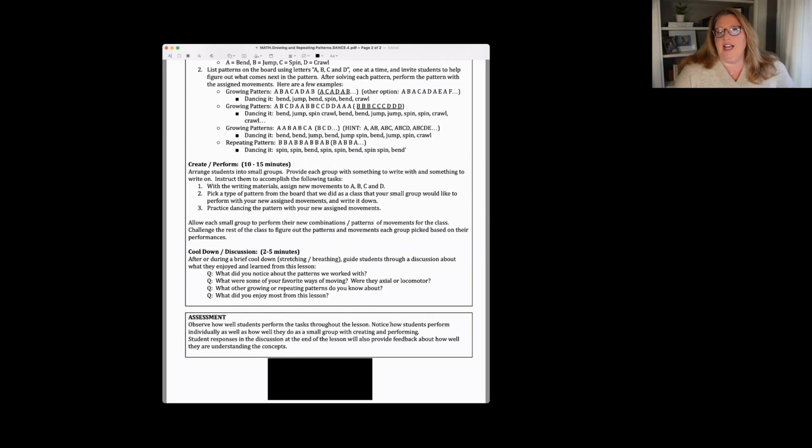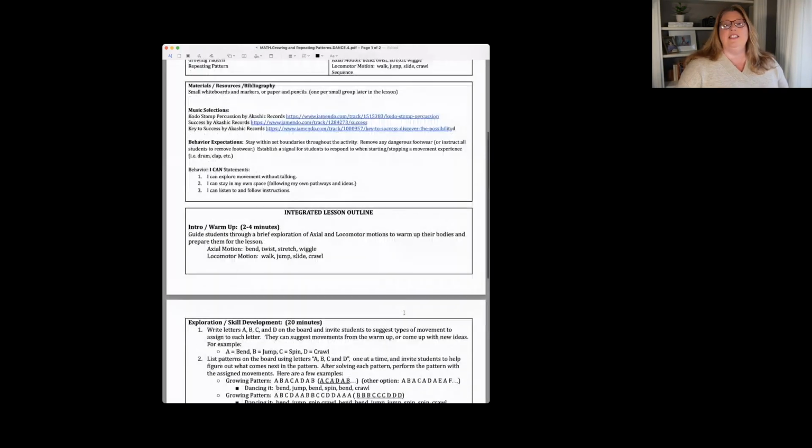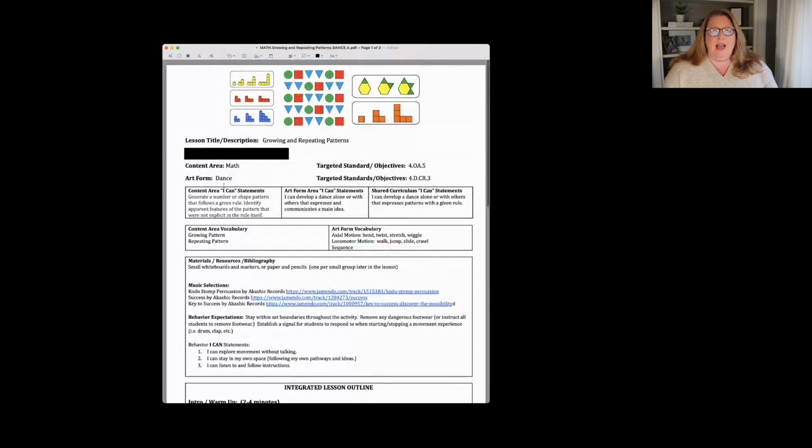I'd love to see an attached rubric here or a checklist of some sort. Even if students who were watching had a checklist to see, is this a growing pattern or a repeating pattern, that they're identifying that. Even if they just had right hands go up for a growing pattern, left hand goes up for a repeating pattern, so that you can quickly assess, are they identifying the correct pattern that they're viewing? Some sort of a tangible assessment. I'd love to see that a little bit more in depth. But outside of that, I think that's the area of growth for this lesson that I would put in there.